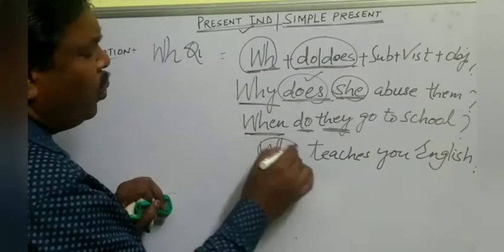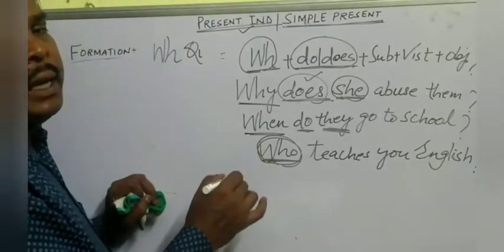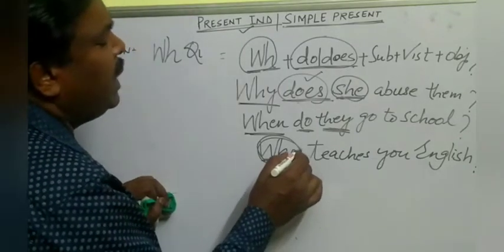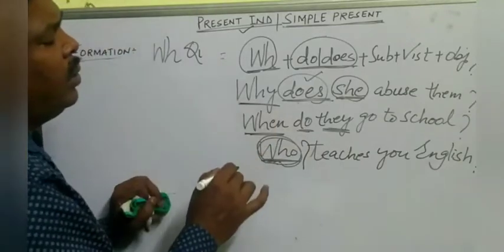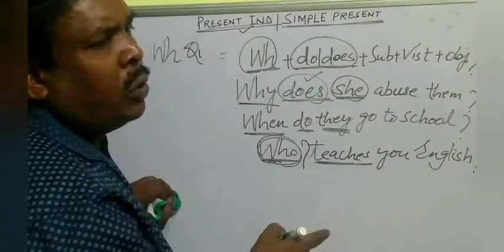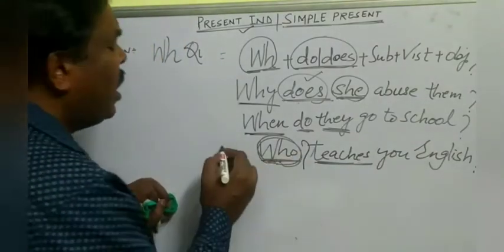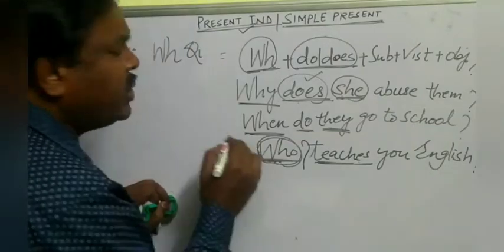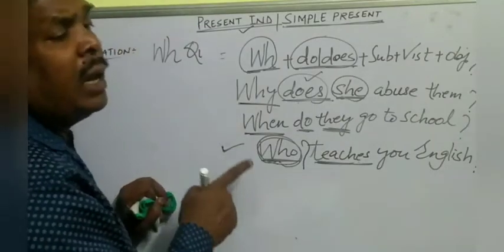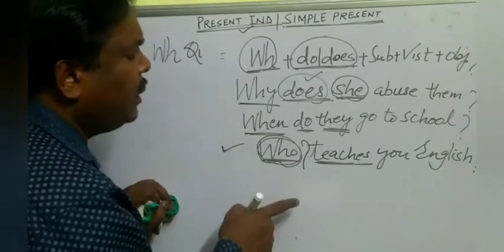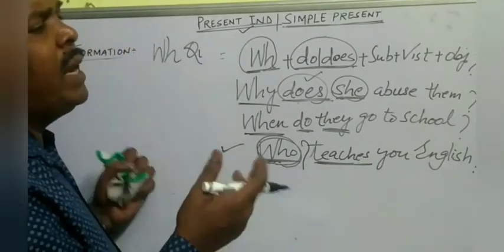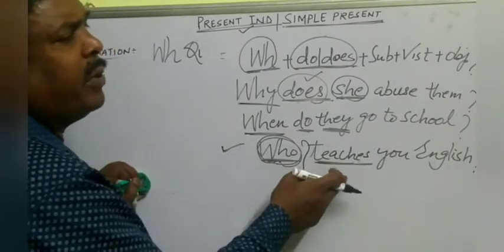Here, who plays the role of subject. And after who, there is no helping verb. Direct first form of verb plus s or es. So who teaches you English means we are talking about a single person, a single individual. For that reason we are using s. But if we are talking about many persons, then we can use the first form of verb.